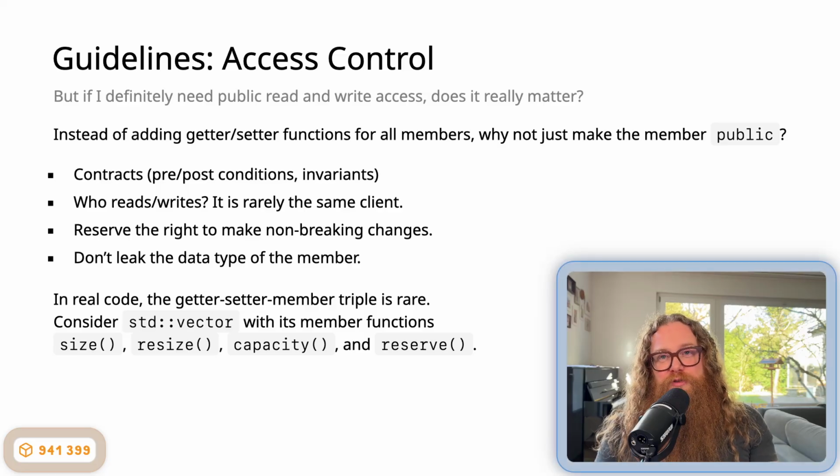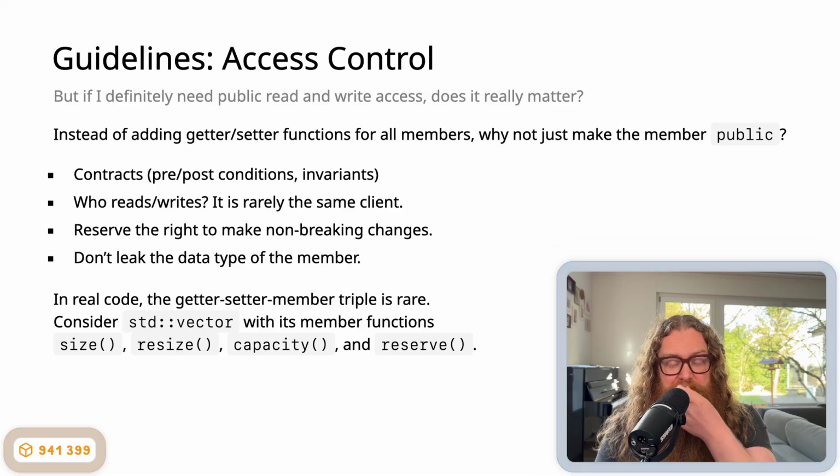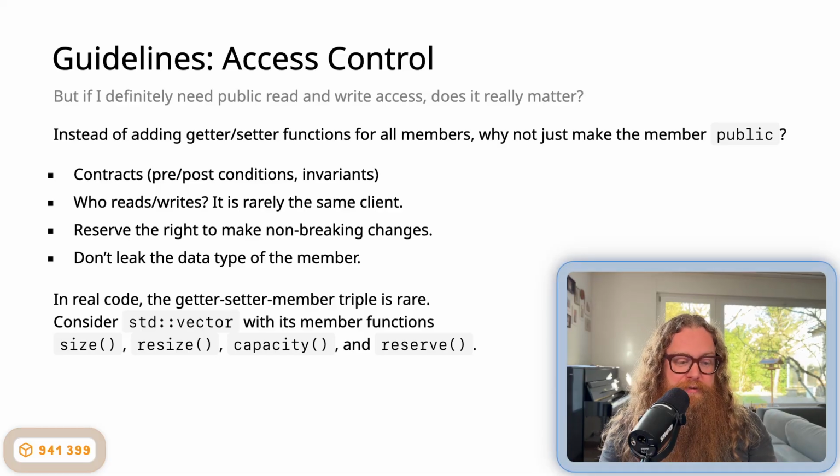Also, you want to reserve the right to make non-breaking changes. And this can be done with accessor functions. It's also important that you do not leak too many implementation details in the accessor function. So imagine you have a data member of a vector. The getter function should not return the vector by const reference. Because if you return a reference, you're leaking the implementation detail that the thing exists, right?